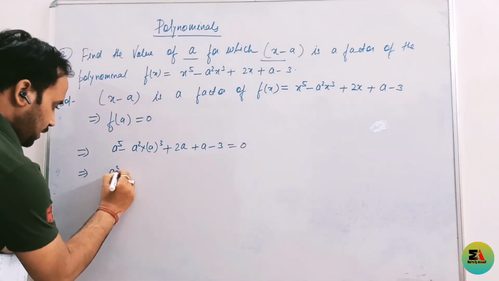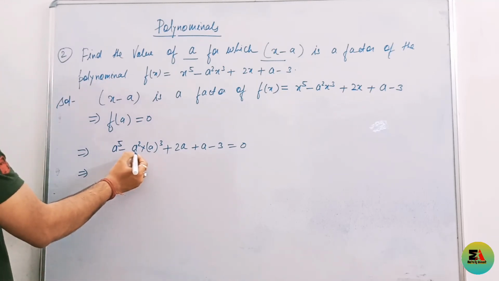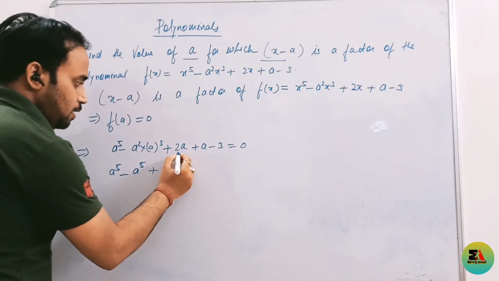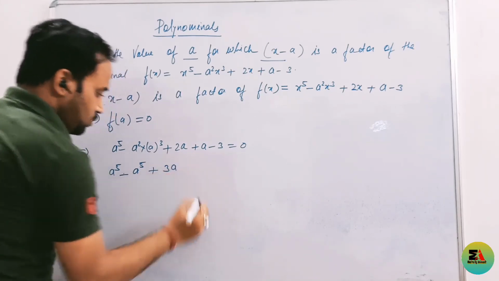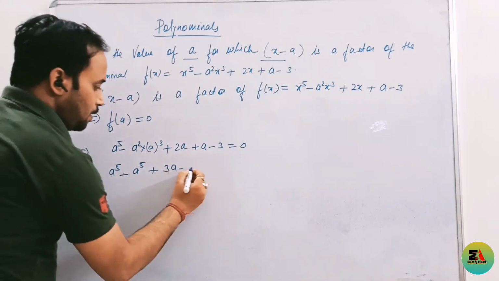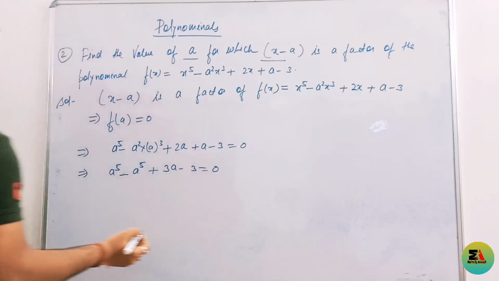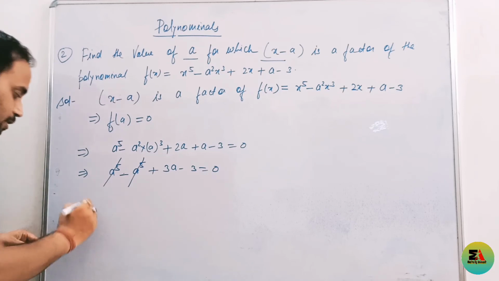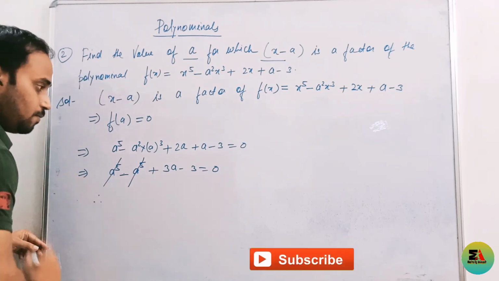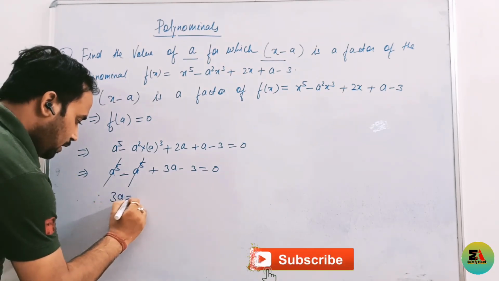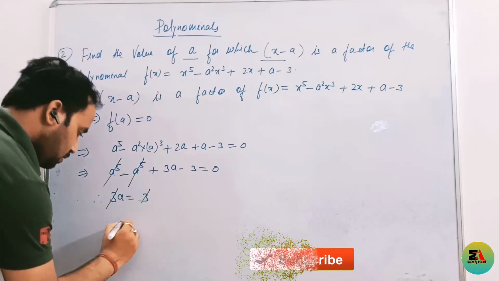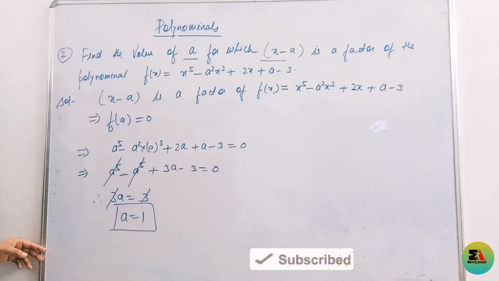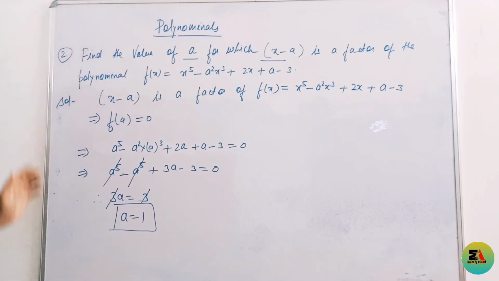Now this becomes a to the power 5. Now the base is the same, so the powers will be added. So a to the power 5 minus a to the power 5, and 2a plus a becomes 3a, minus 3 is equal to 0. Like terms with opposite signs cancel each other out. Therefore 3a is equal to 3. The value of a will be 1. I hope this one is clear to you.